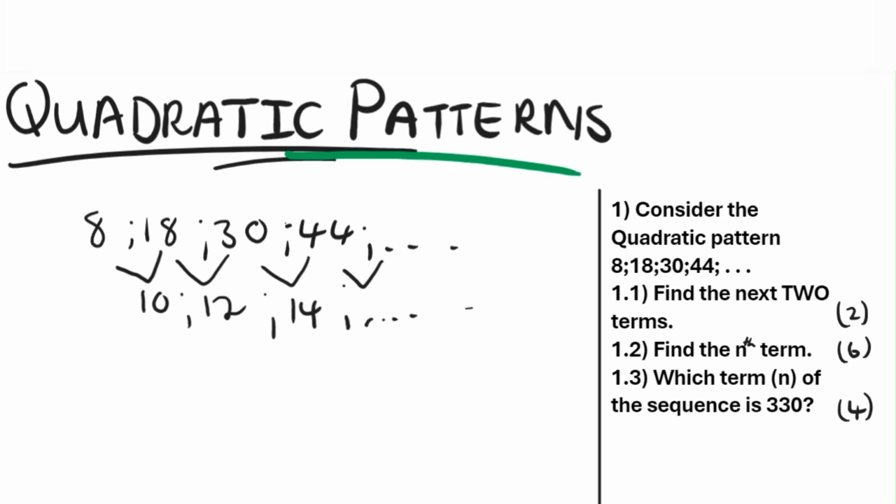Now, we want to subtract again. We can see we are adding two, but just to be safe, we do it anyway. You do 12 minus 10 is 2. 14 minus 12 is again 2. So our constant second difference is 2, 2, 2, 2, 2.